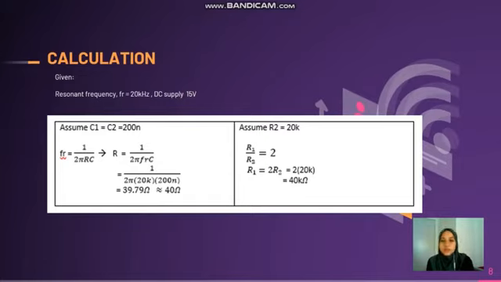So to find the resistor, I'm using the formula of resonant frequency, which is FR equals 1 over 2 pi RC, and I assume the capacitor is 200 nano. So I got the value of resistor is 40 ohm, but I'm using 32 ohm for the resistor in the Multisim software to get the output value that was given below.